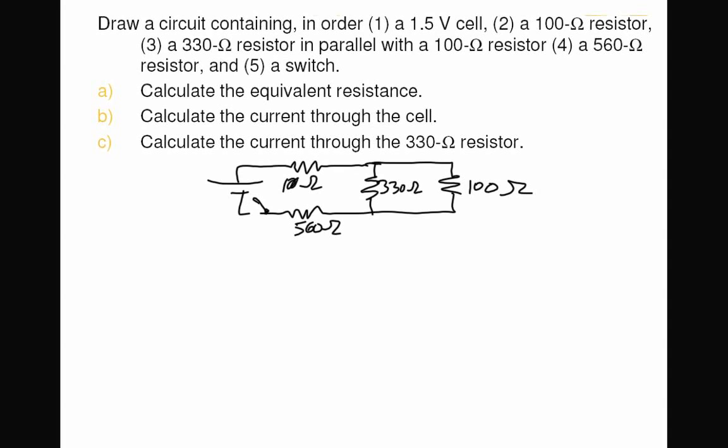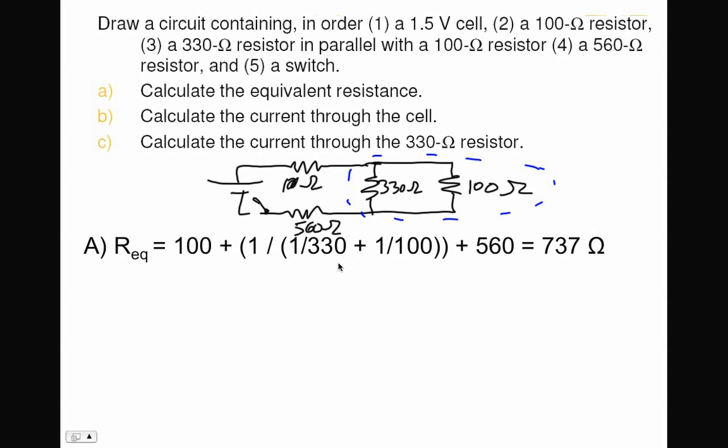Now you can see that the 100 and the 560 on the left, they're not exclusively in series with each other. There's other stuff in the way. These two, though, are exclusively in parallel. There's nothing else in the way, so we can start there to find the equivalent resistance. That's this 1 over, that's the parallel part, right? And then the two series guys, 100 and 560, are right here and right here.